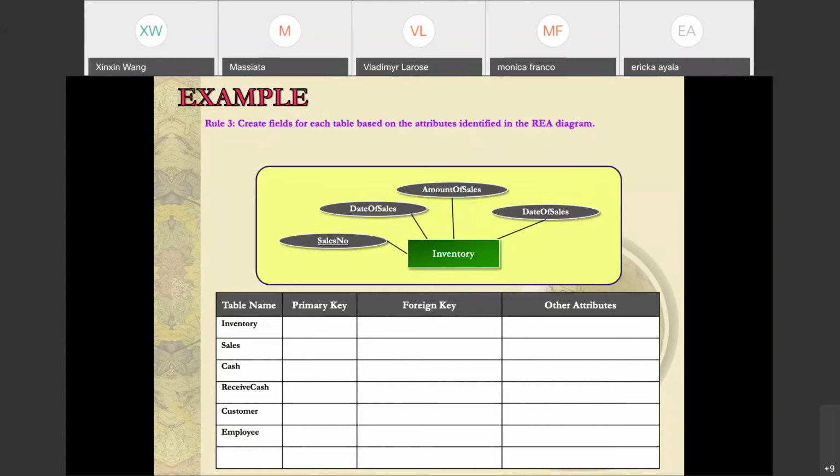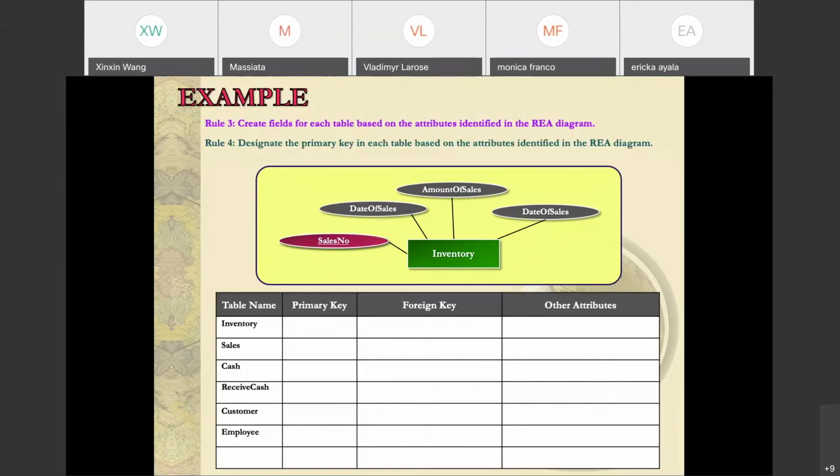Rule number 3. Now we come to rule number 3. First, we don't think too complicated. We identify all the elements that are listed in that. That's the first round of the table, right? Try to identify, then we go into more detail. We create the fields for each table based on the attributes identified in the REA diagram, right? So inventory table.